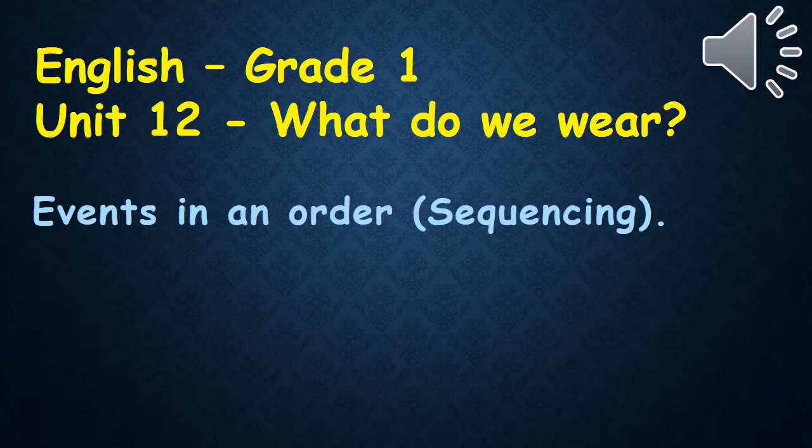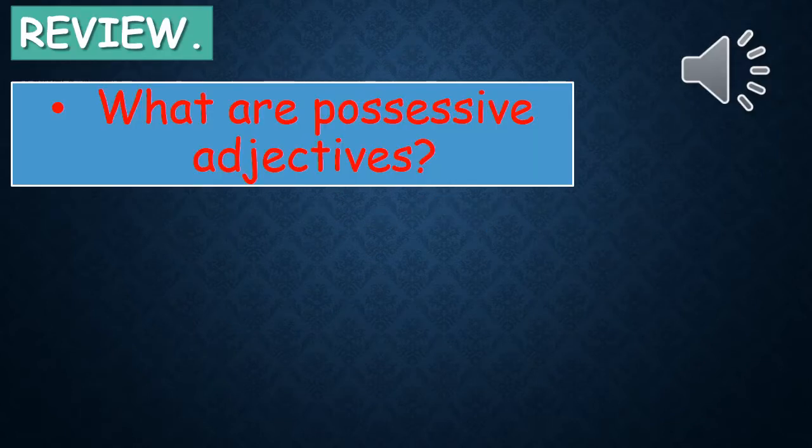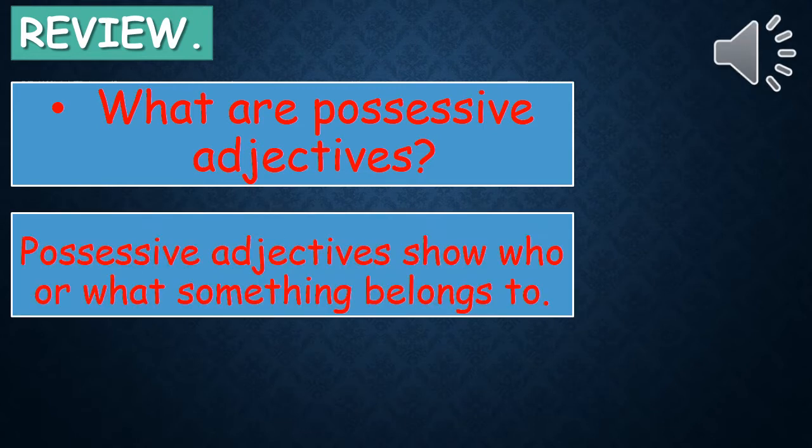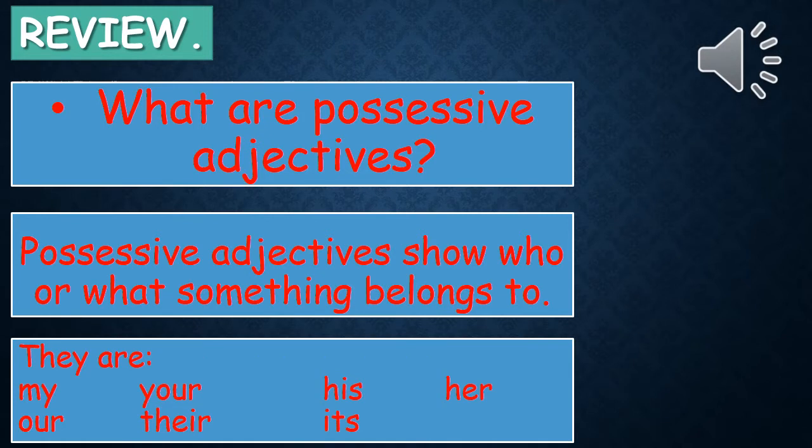It sounds a bit tricky at first, but don't worry, by the end of this lesson you'll truly understand what it means. Before we start, let's do a quick review. Let's go to the next slide. Our first review point is, what are possessive adjectives? Possessive adjectives show who or what something belongs to. They are my, your, his, her, our, their, and the last one, its.